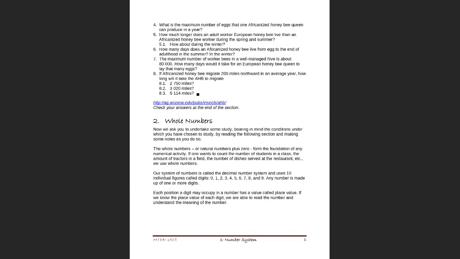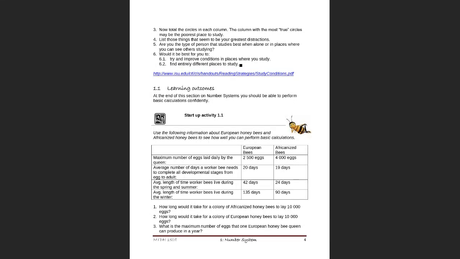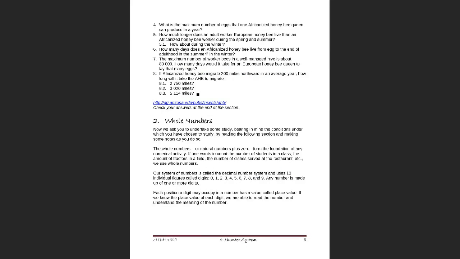Question 6: How many days does an Africanized honeybee live from the egg to the end of adulthood in summer and in winter? So now let us check here. The average number of days a worker bee needs to complete all the developmental stages from egg to adulthood is 20 days for European bees and 19 days for the Africanized bee. But if you look at the question, it asks how many days an Africanized bee lives from egg to the end of adulthood in summer and in winter.